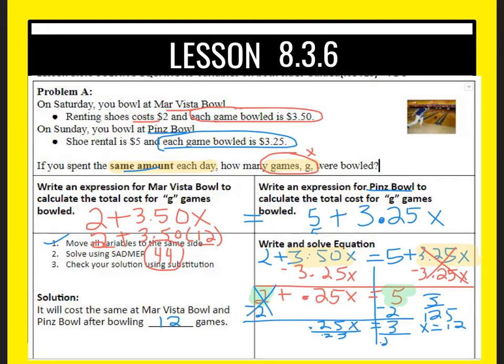So in my calculator, I'm going to type 5 plus 3.25 times 12 games. And, well, what do you know? I also get $44. So after 12 games, at both places, we would have paid $44 regardless of where we were at. That is the amount that I spend after 12 games. It was the same amount.